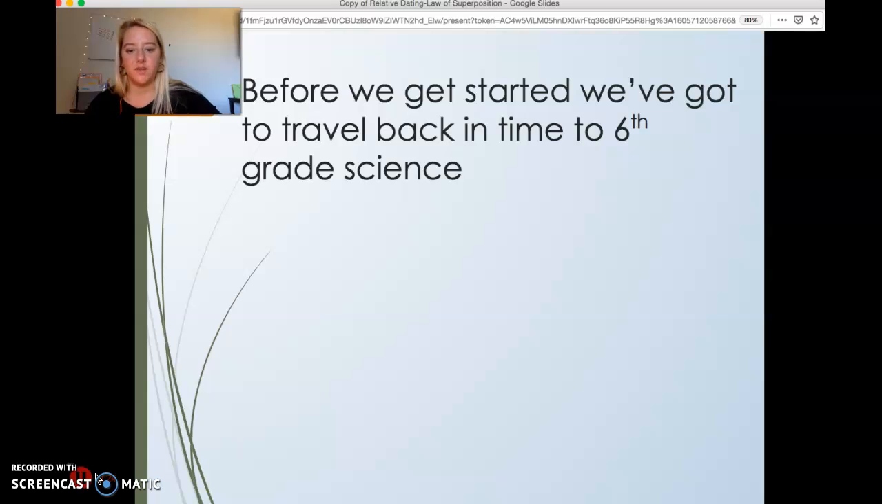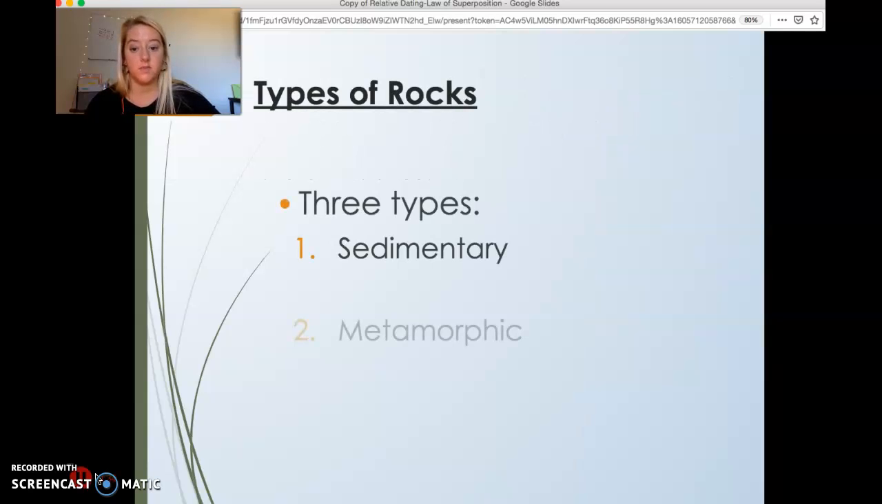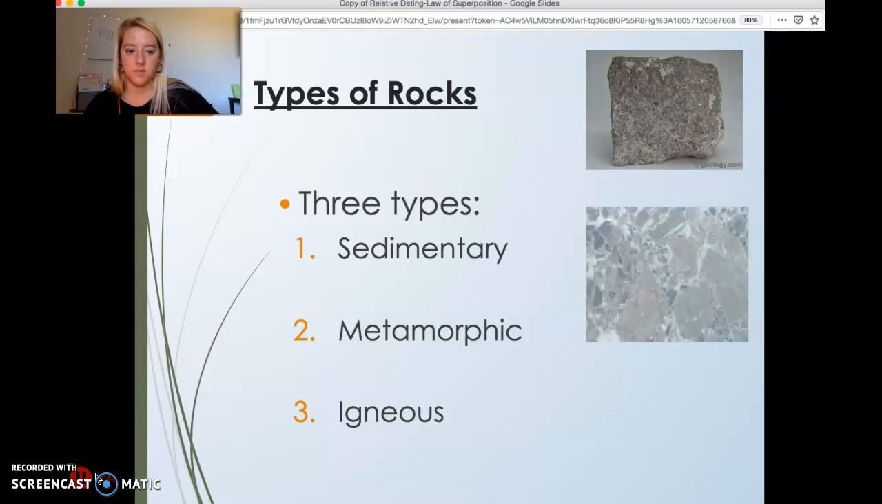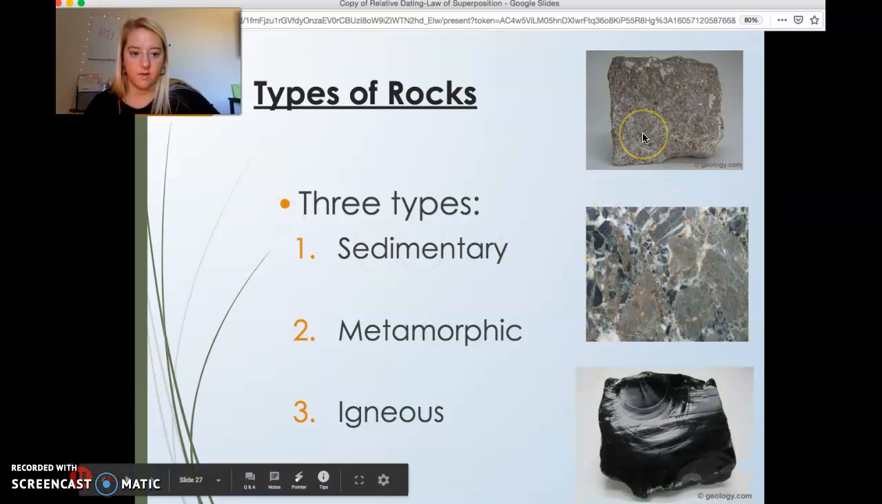before we start, we've got to travel back in time to 6th grade science. Back to the future, or back to the past to be more exact. So in 6th grade science, you should have learned the types of rocks. There are 3 of them: sedimentary rocks, metamorphic rocks, and igneous rocks. These 3 are distinguished because they form in different ways. We've got our example of a sedimentary rock, a metamorphic rock, and an igneous rock right here on the screen.